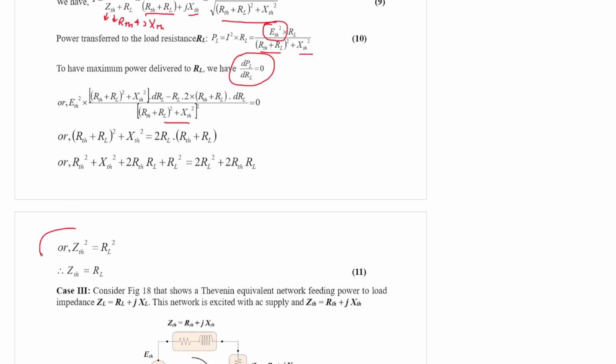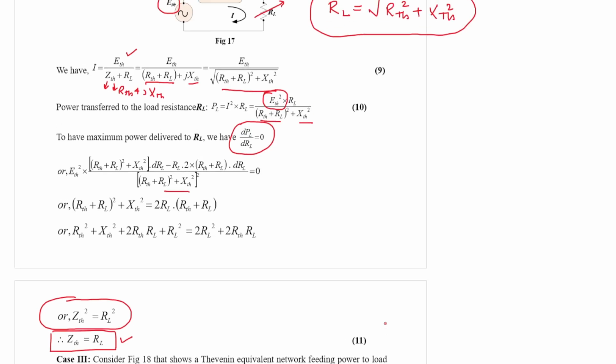ZTH whole square is equal to RL square. So therefore, ZTH is equal to RL. That is the proof. So in the case of a resistive load, when you have Z Thevenin equal to RTH plus XTH, the load resistance must be equal to the magnitude of the Thevenin equivalent impedance. That is the proof for you.